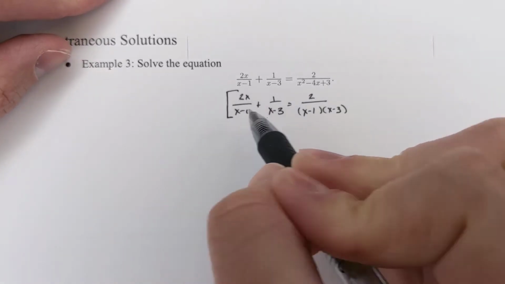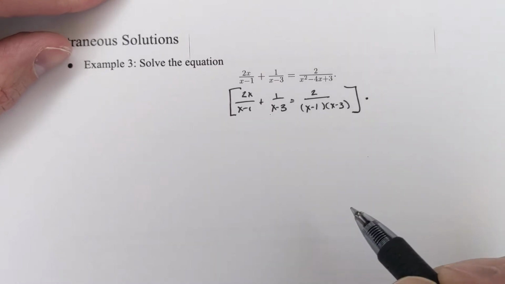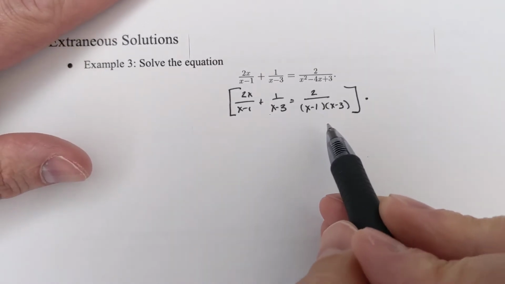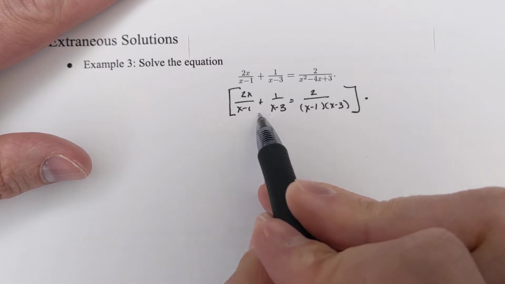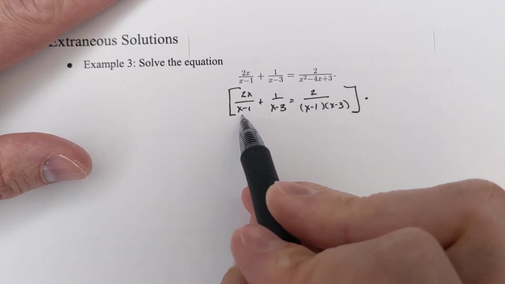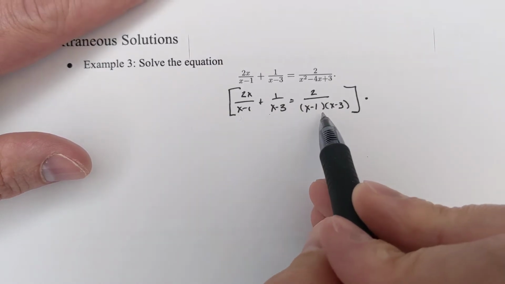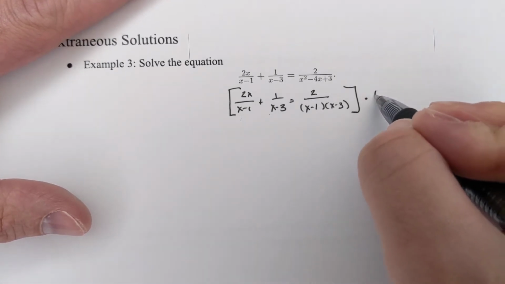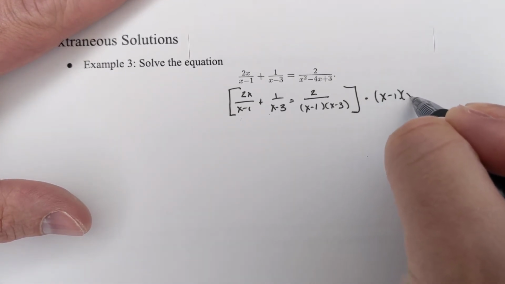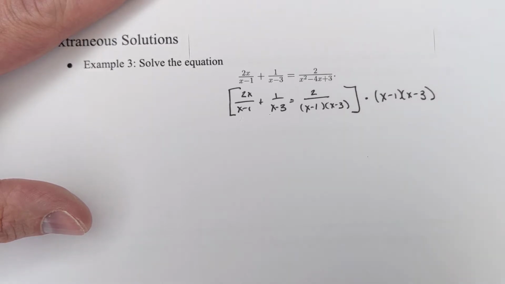So eliminating the fractions comes next. The common denominator for this is actually x minus 1 times x minus 3. This one has an x minus 1. This one has an x minus 3. This one has both of them. So in order to cancel both of them out, I need to multiply by both of them.